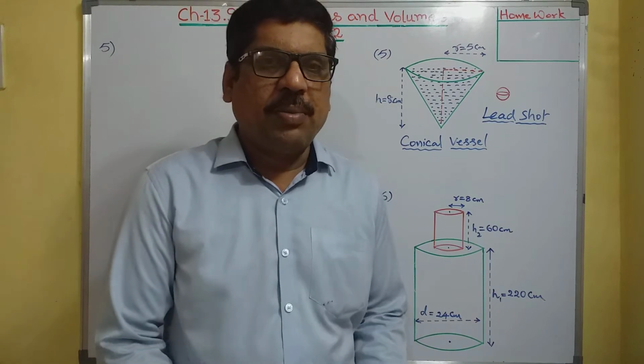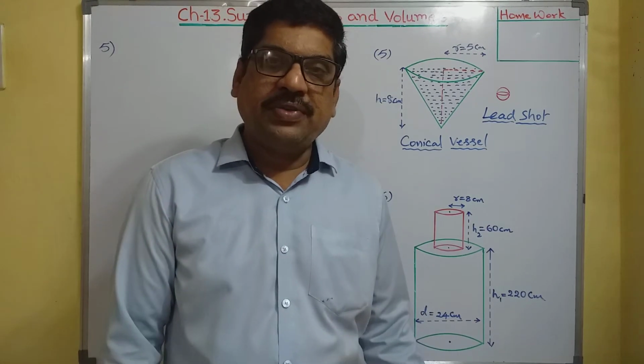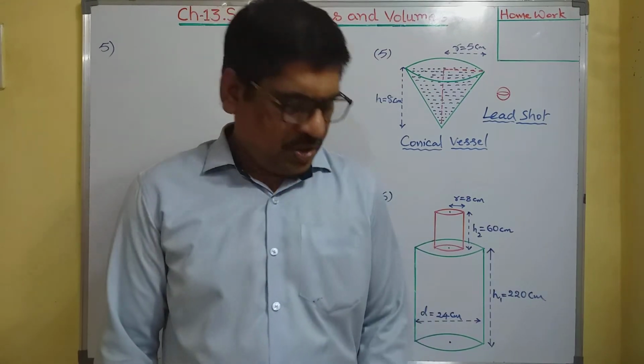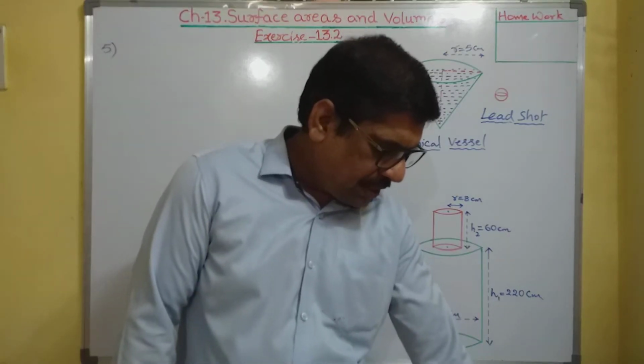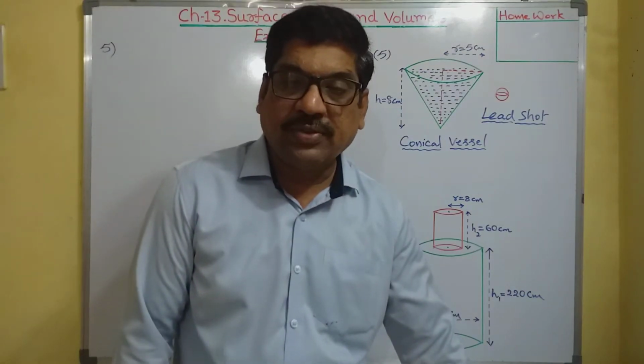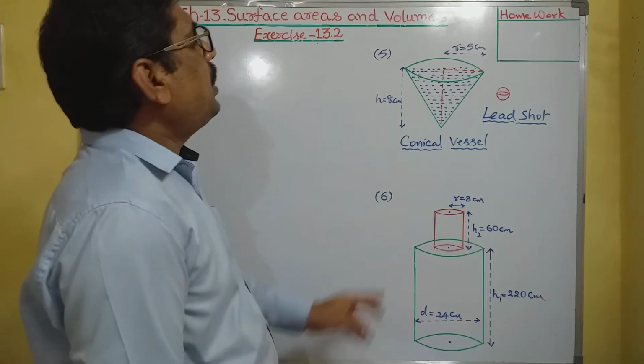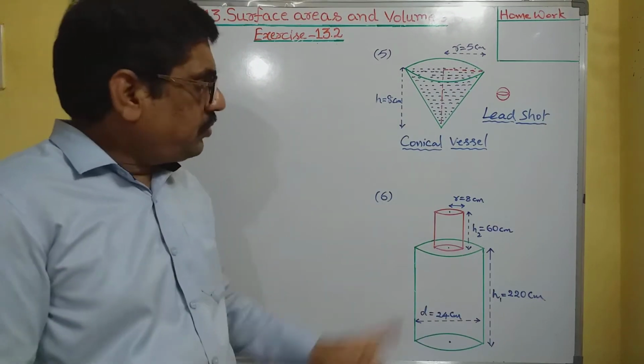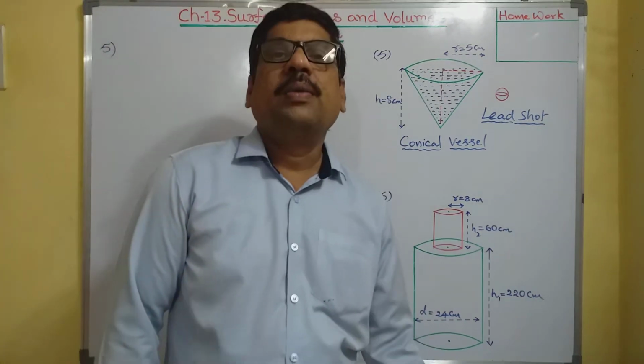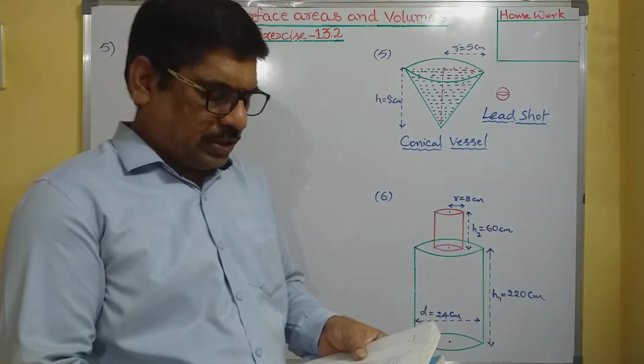Let us continue the problems from the chapter surface areas and volumes. We have completed 4 problems from exercise 13.2 and we need to do the 5th problem. Here I have drawn the diagram, so please observe this diagram while I am reading the question. Now look at this.